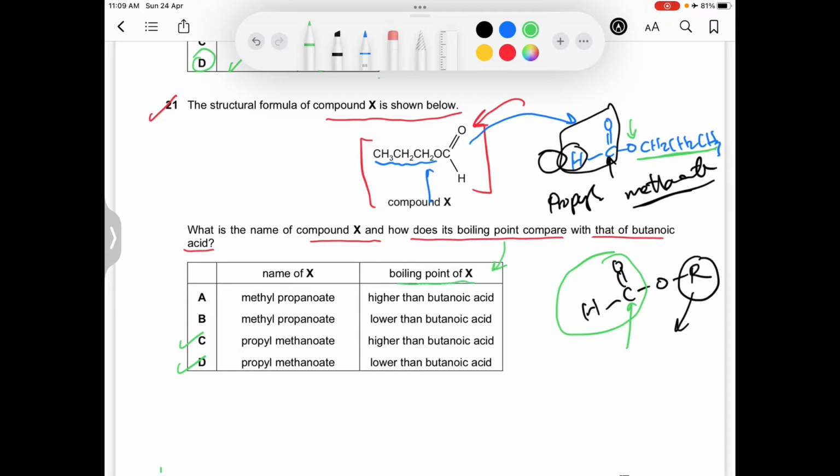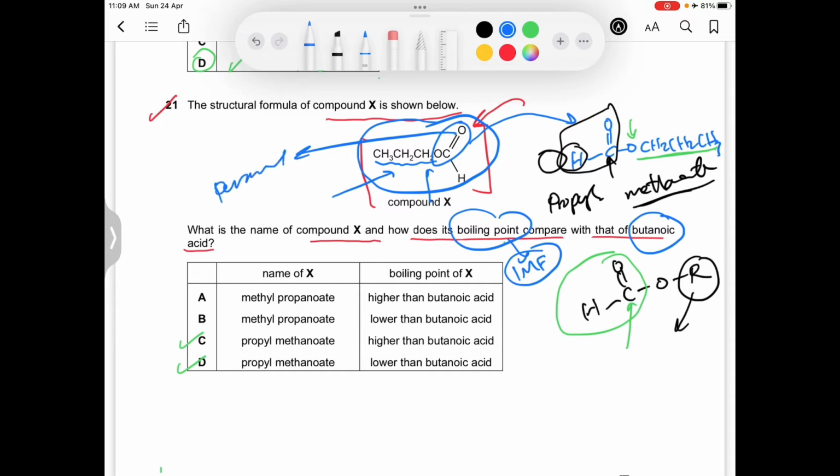It says the boiling point of X. Once you are asked about boiling points, you have to relate them to the intermolecular forces like hydrogen bonding, van der Waals, temporary dipoles, this stuff. So we're going to compare the boiling point of compound X with butanoic acid. First of all, you have to identify the type of intermolecular forces present in compound X. We notice that you have oxygens and carbons, and the type here is permanent dipole.